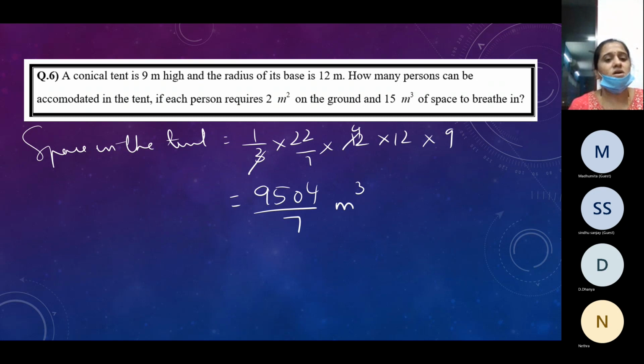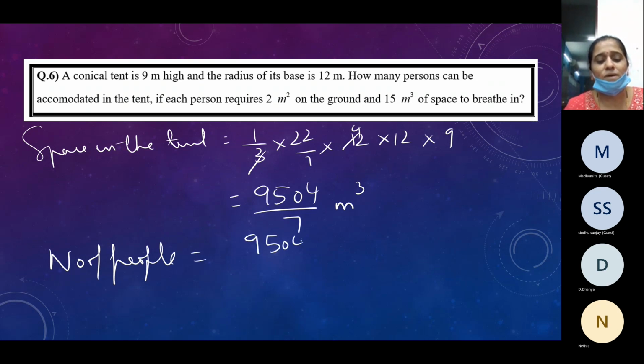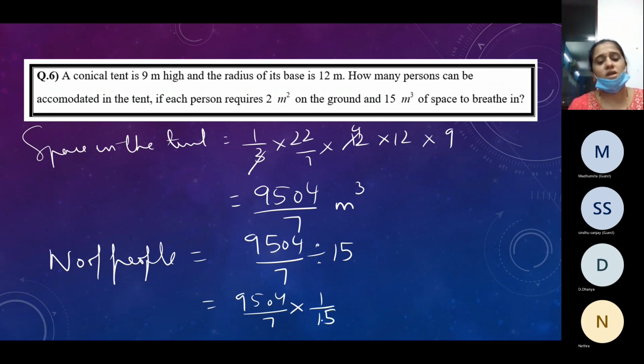This is enough. So now the number of people considering the space is equal to 9504 by 7 divided by 15. So it will be 9504 by 7 into 1 by 15. Yes or no, children? Now simplify this. What's 15 sevens? 105.